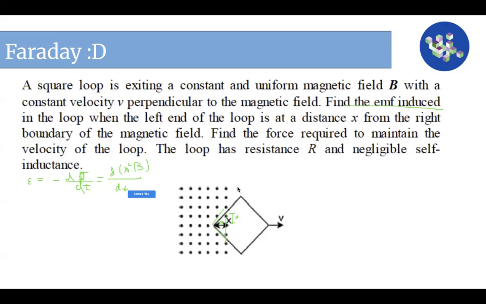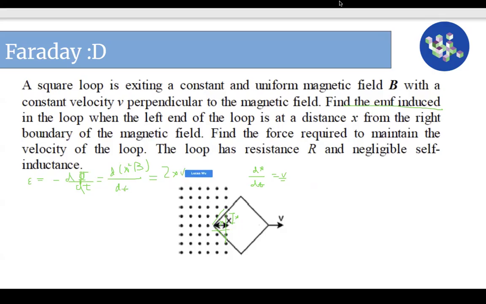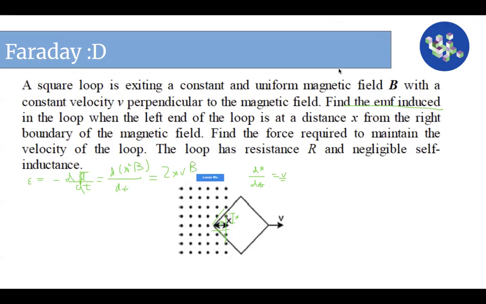Well, we also know that dx over dt is equal to v, right? And v is always constant because this is basically sort of like a distance. If you're doing dx over dt, you're essentially just finding the velocity of the square loop. So if we use the chain rule here, then we'll just be getting 2x v times B, correct? So we just found our epsilon.